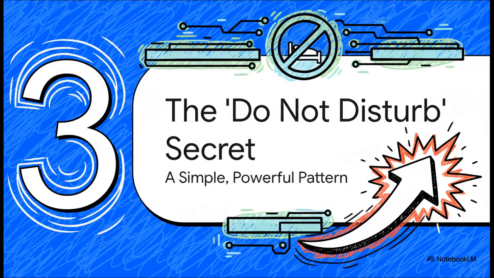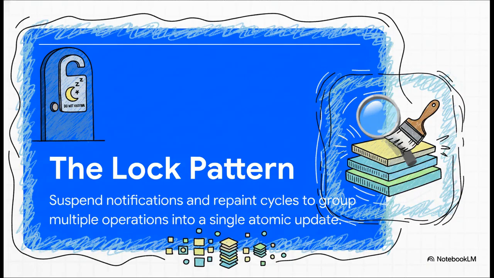Okay, enough of the problem. Let's talk about the solution. And trust me, it's so simple, but it's an absolute game changer. We're going to call it the Do Not Disturb secret. The magic here really comes down to 2 little methods, BeginUpdate and EndUpdate. The best way to think about it is like putting a Do Not Disturb sign on your component store.